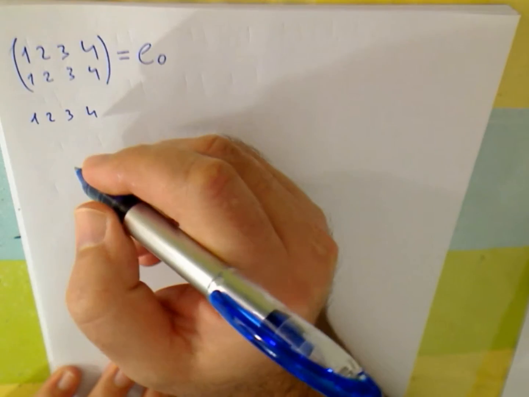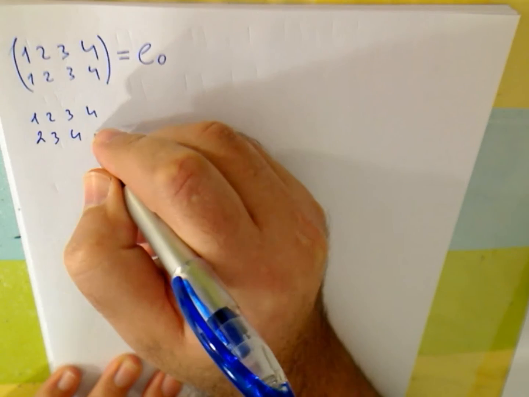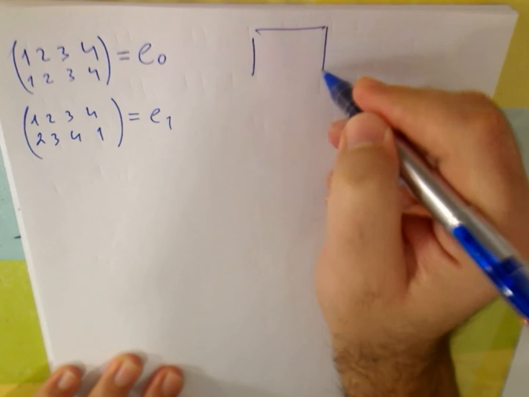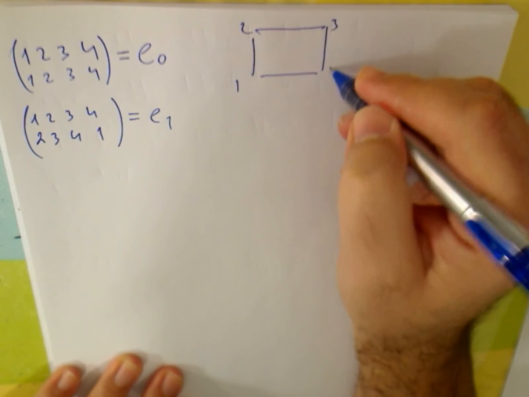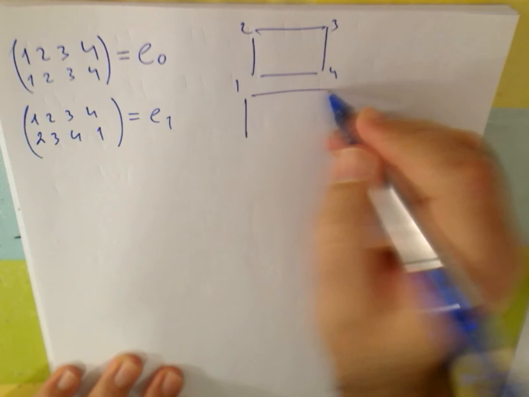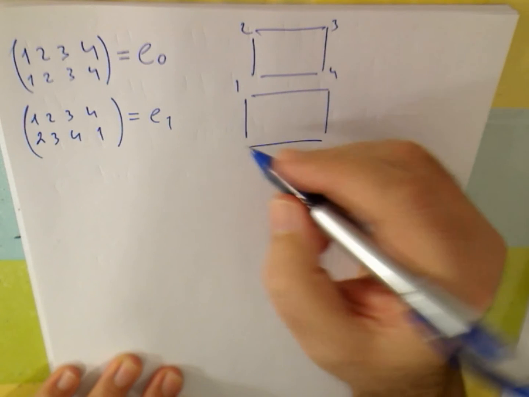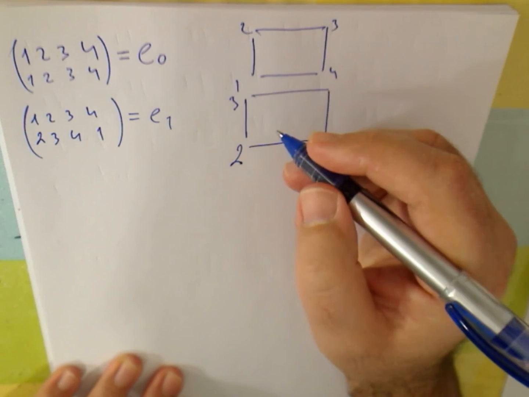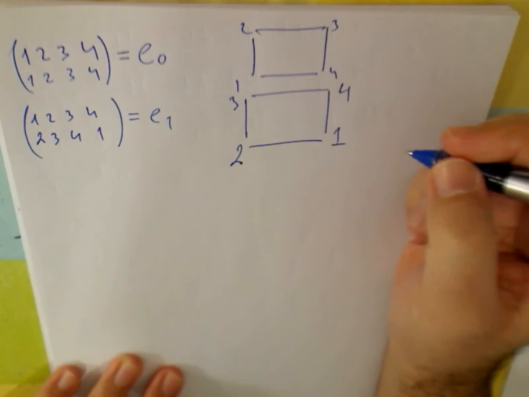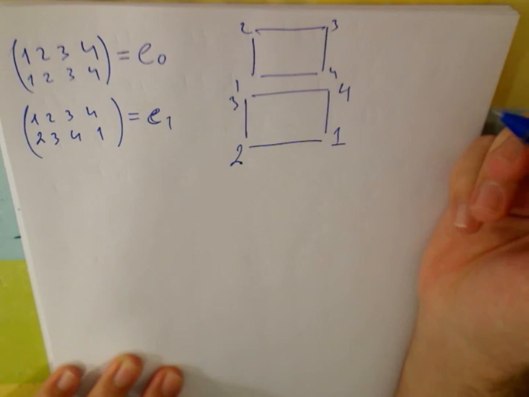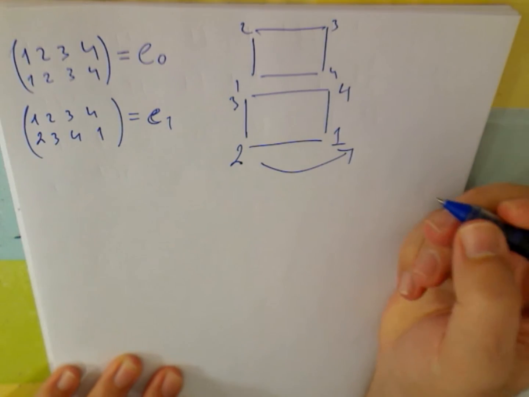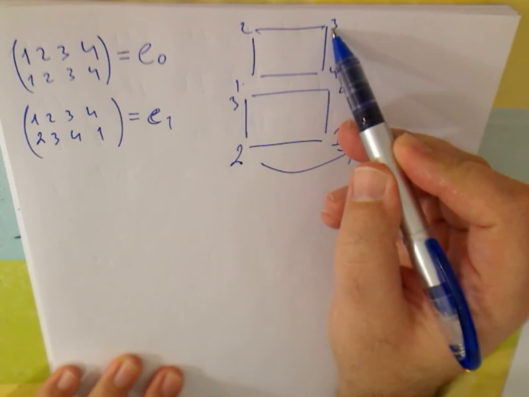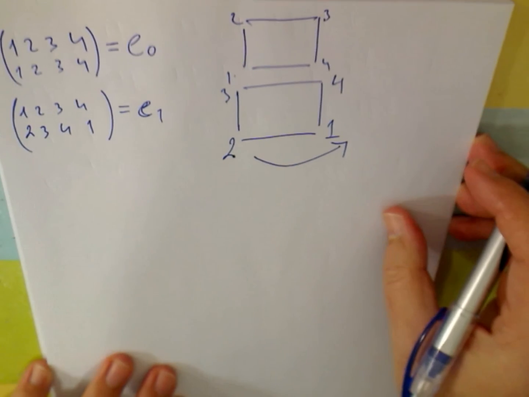1, 2, 3, 4 goes to 2, 3, 4, 1. That will be rotation 1. So here we have 1, 2, 3, 4, and then 2, 3, 4, 1. Okay? We have a rotation in this direction. 1 went to 4, 4 went to 3. You see? There was a rotation here.